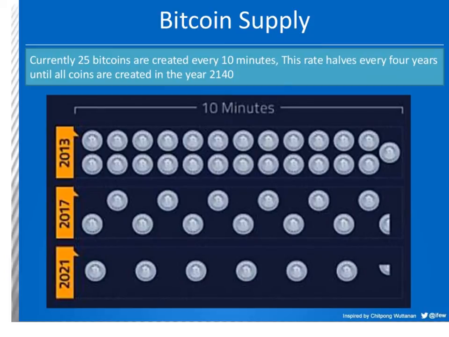Currently, 25 bitcoins are created every 10 minutes. This rate halves every 4 years until all the coins are created in the year 2140. That is, around 21 million bitcoins will be totally created.